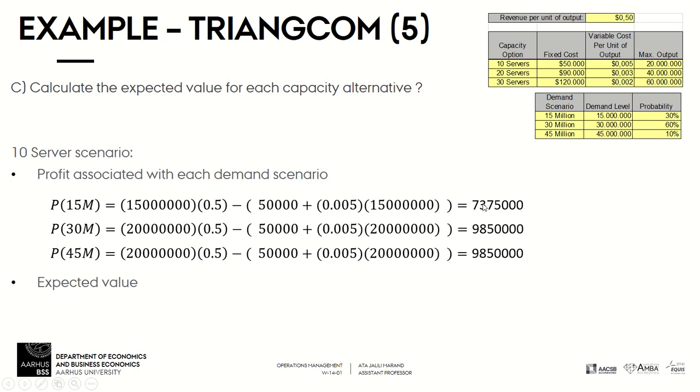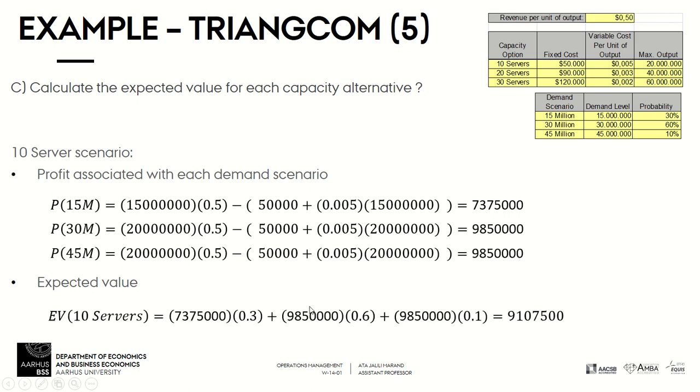And then for the expected value, or here the expected profit, we need to multiply the profit from each demand scenario by its probability and then sum over different scenarios. So for the 10 servers, this is the profit from the first scenario multiplied by its probability, profit from the second scenario multiplied by its probability, and then the same for the third scenario. So we'll get a total expected profit equal to this number that you can see.